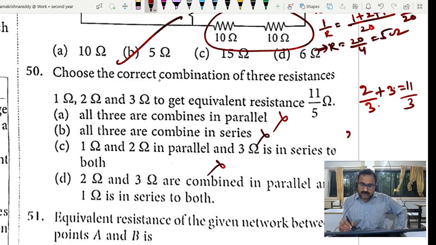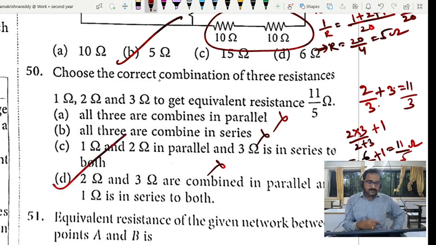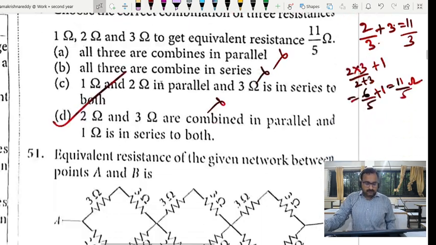2 and 3 are in parallel, meaning 2 into 3 by 2 plus 3, plus the 1 ohm which is connected in series. 6 by 5 plus 1 equals 11 by 5 ohm. That is the fourth option. Correctly got the fourth option.